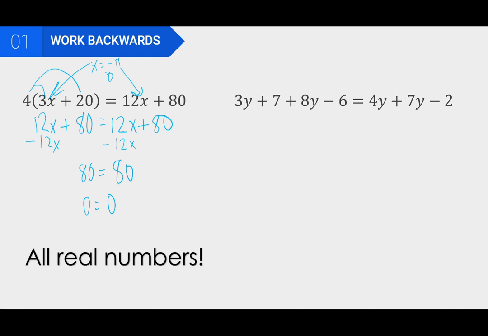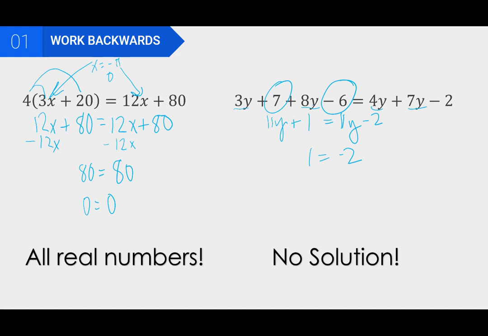Okay, let's look at this other one. Let's start by combining my terms, right? So on the left side I get 11y, 7 minus 6 is plus 1. On the right hand side I get 11y and minus 2. If I try to get all of my variables on one side, they're gone again. And I get 1 equals negative 2, which is definitely not true. This means, when you get something that's never true like this, that no value of the variable is going to work, no matter what I plug in. Even if I plug in 0, it's not going to give me a true statement. So that means there is no solution.